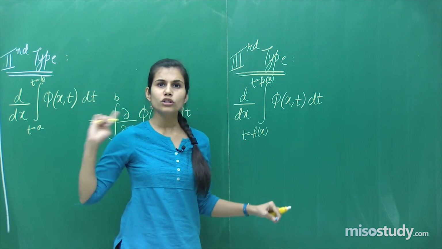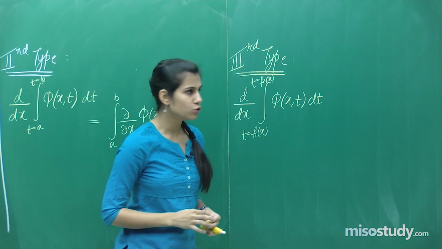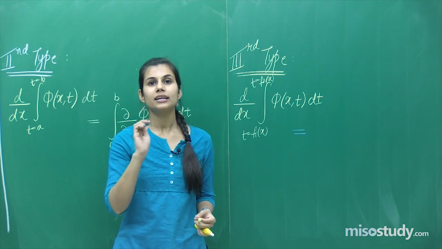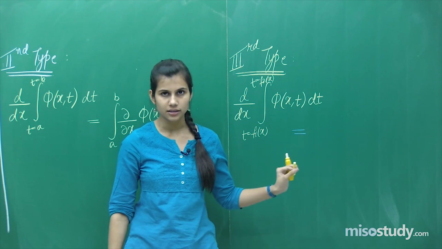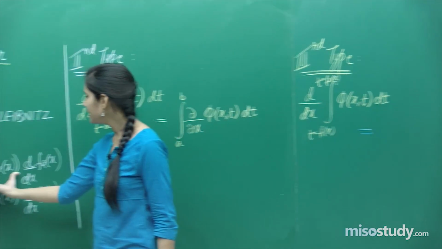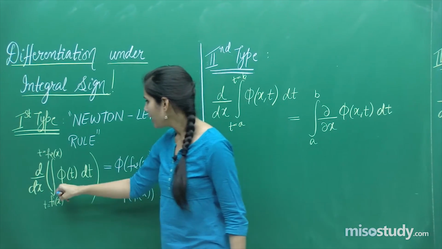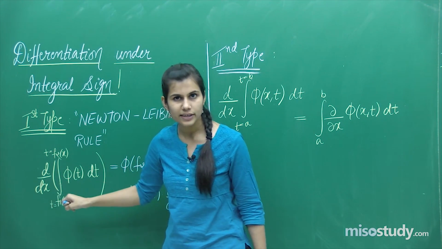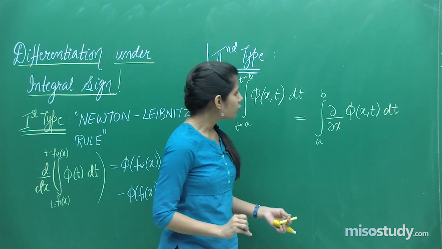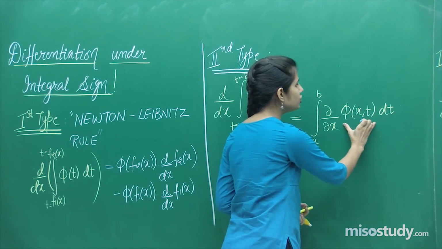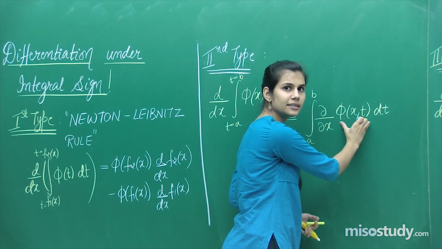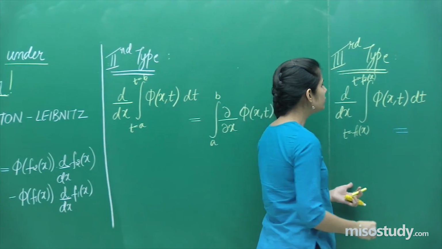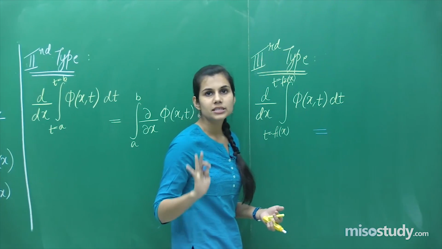In this case, both the first and second type are going to come into the picture. See beautifully how the first and second results are combined to give the result of this third type. Here, what I did, keep in mind, phi of upper limit into derivative of upper limit minus phi of lower limit into derivative of lower limit. This I did, and what I did over here, I partially differentiated the function which had x in it with respect to x, and then I am integrating. So over here we do the same thing, combine the first and the second result.